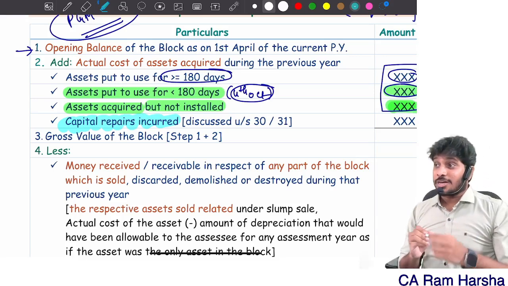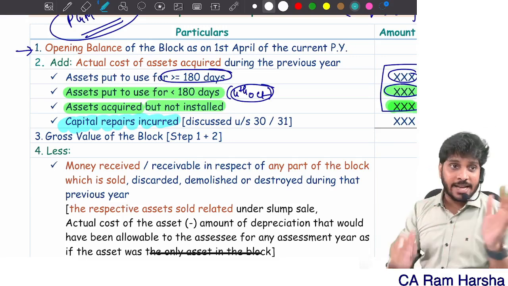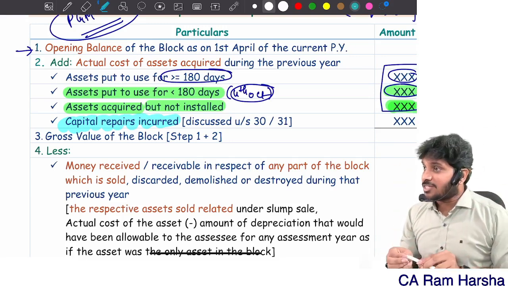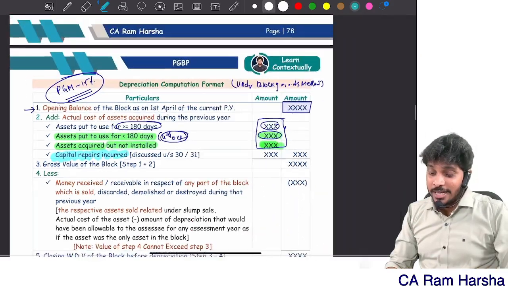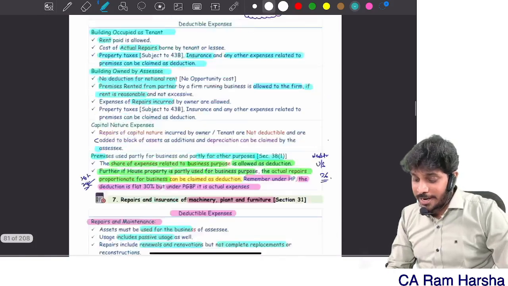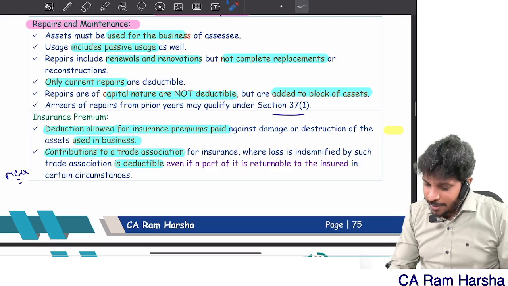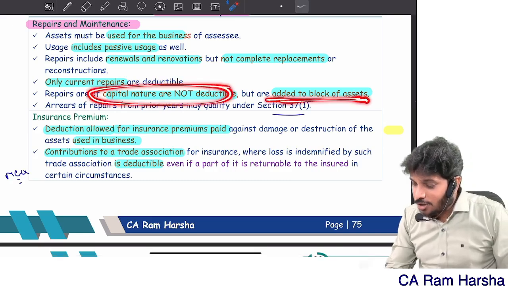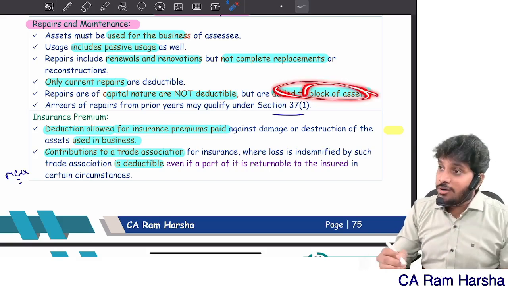Capital expenditure. Remember 30-31 plant and machinery. Sir, if it is revenue expenditure, I can claim deduction, sir. What about capital expenditure? I told you there is one point added to the block. You see in 30-31, I added this point, capital repairs. Capital repairs are not deductible but are added to the block. Why? If you want to claim depreciation, you have to add it.